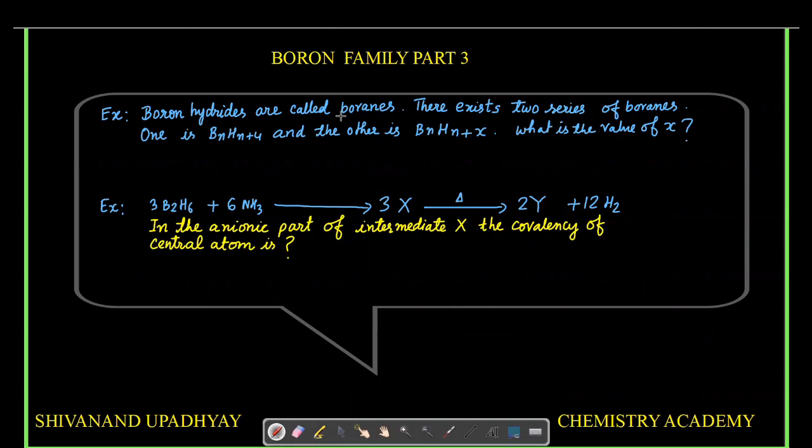बोरोन हाइड्राइड आर कॉल्ड बोरेन्स. अभी हमने पढ़ा था नीडो बोरेन्स एंड आर्कैनो बोरेन्स. There exists 2 series of boranes. One is BnHn+4. ये जो है वो नीडो बोरेन है, इसको हम कहते हैं नीडो बोरेन. और जो अदर है उसको हम कहते हैं आर्कैनो बोरेन. और हमने ये पढ़ा कि B2H6 जो है वो नीडो बोरेन का एग्जाम्पल है, और आर्कैनो बोरेन में फॉर्मूला होता है BnHn+6. तो दे आर आस्किंग कि व्हाट इज द वैल्यू ऑफ X. So that is equal to 6.